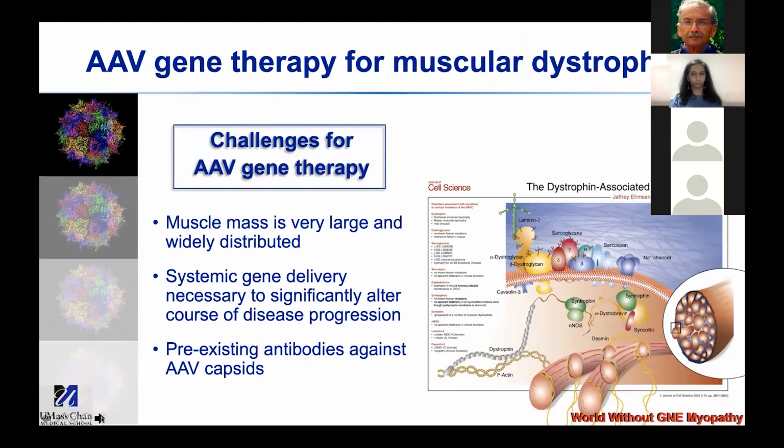Now, in terms of developing therapies for muscular dystrophies, what are the challenges? I think the previous reviewers outlined them very nicely. Obviously, the muscle mass is distributed throughout the entire body. It's very, very large, which means that we need to use systemic gene delivery to hopefully alter the course of disease progression. That has implications. You've heard from the previous speaker the toxicities that have been observed in liver and actually in the central nervous system, in the dorsal root ganglia.